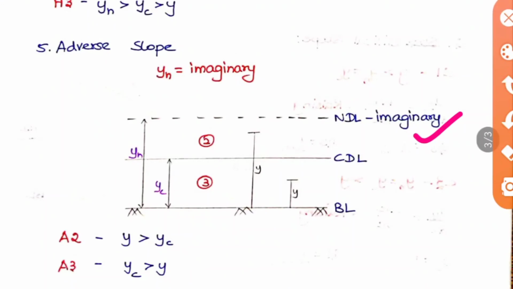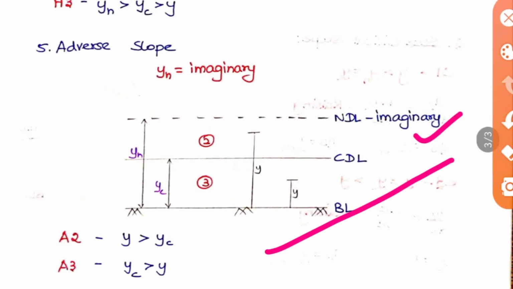Okay, so now the flow in this adverse slope: A2 will be subcritical and A3 will be supercritical flow. Okay, and here S naught is less than 0, that is what we assume in an adverse slope. So here the channel bottom rises in the direction of the flow, because the channel will be like this. Okay, so it rises in the direction of the flow. So this is an important condition to be noted.